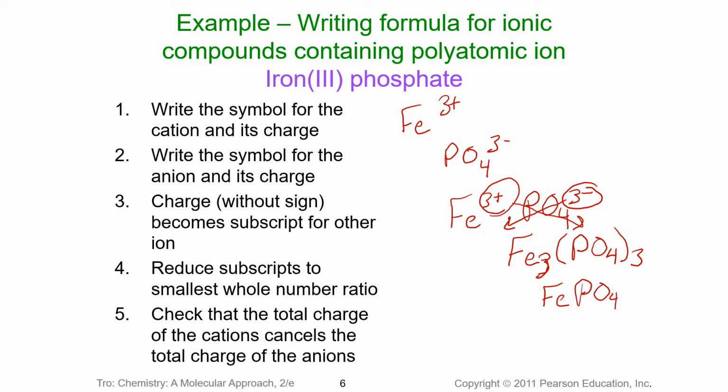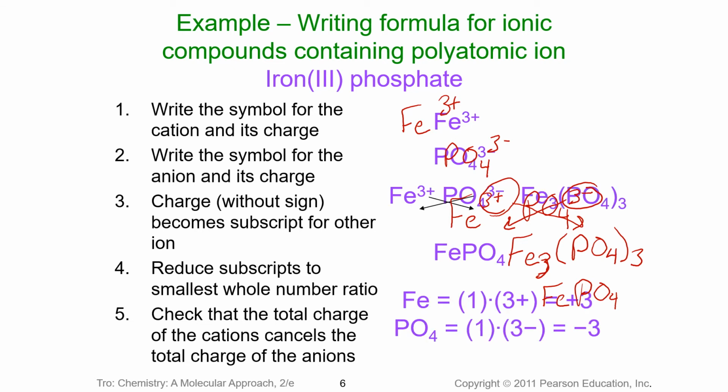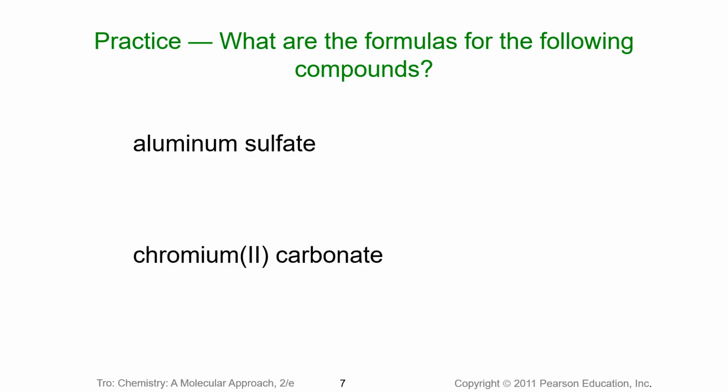If we only have one polyatomic ion, no parentheses are required. Check the total charge. Our iron was a +3. Our phosphate was a -3. Those charges balance. Try writing the formulas from these names. Pause the video.